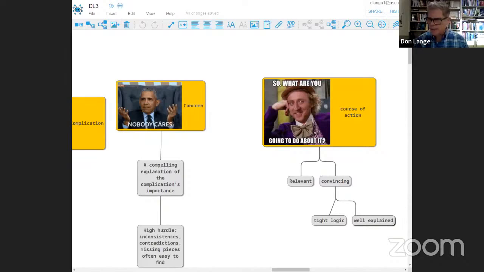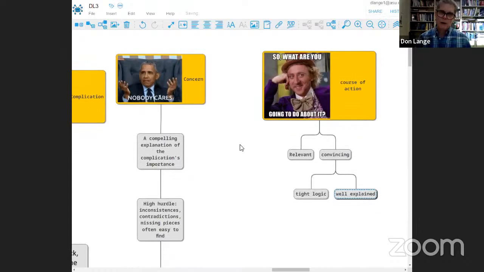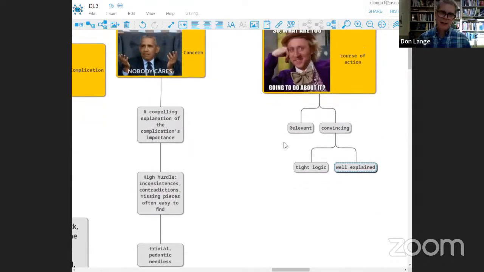By the way, thinking about, I mean, "well explained" obviously applies to not just this C, but to the other C's as well. And one idea that I think is important for all of us to think about is how poorly we explain things a lot of times in academic writing.